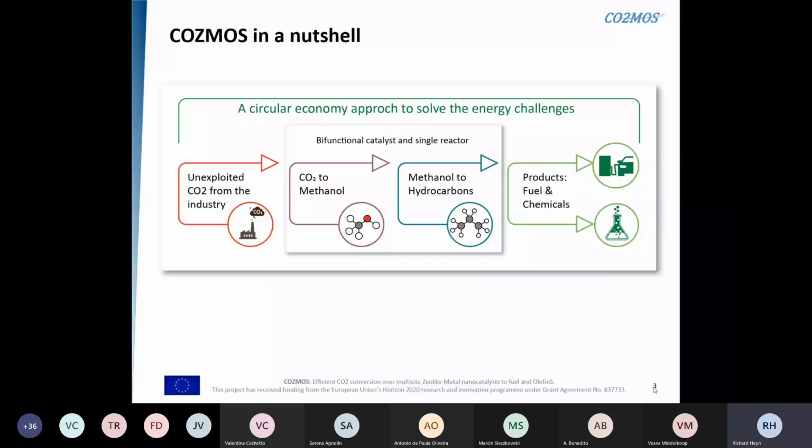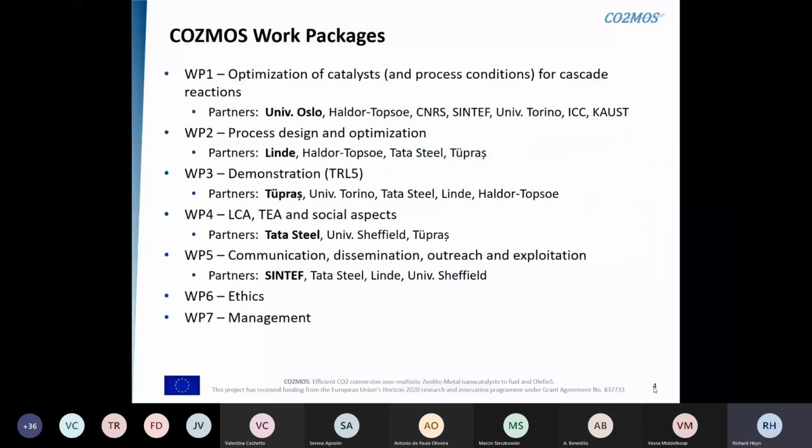We have 5 operative work packages, 7 in total, but I won't discuss the ethics and the management. The primary work package and the main focus of the project up to now has been the optimization of the catalysts and the process conditions. This work package is led by the University of Oslo and incorporates the majority of the academic partners. Haldor Topsoe will be upscaling these catalysts for use in the pilot plant.